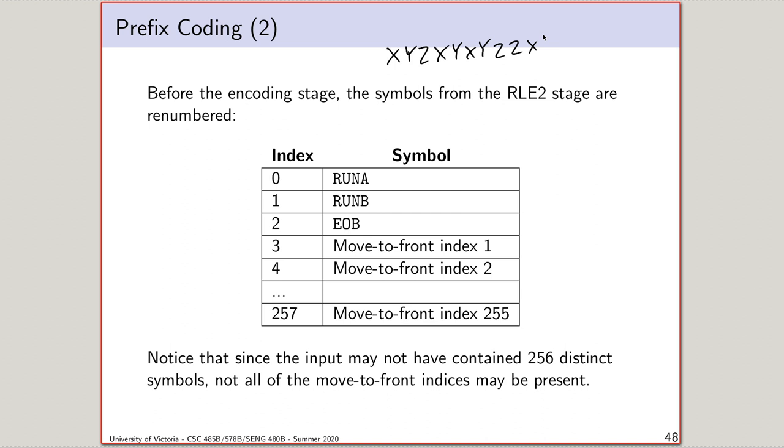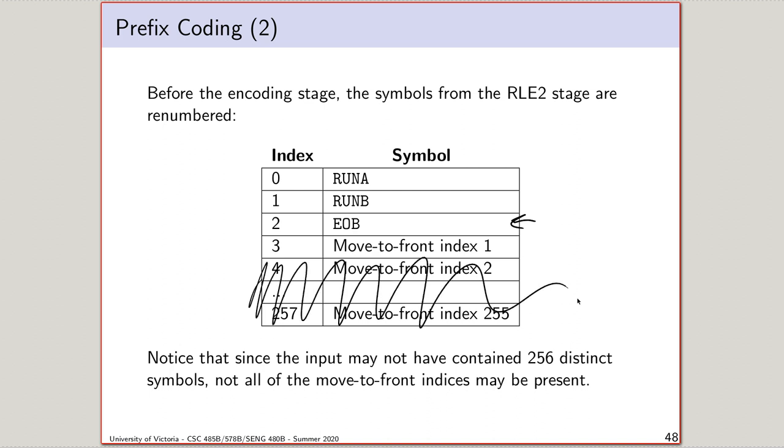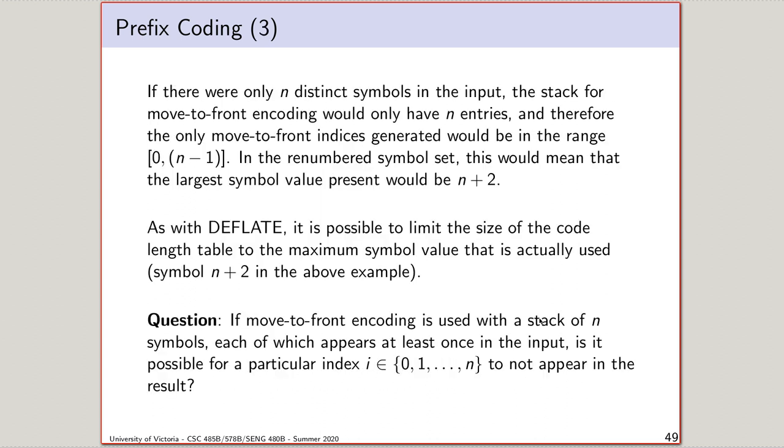Z, Z, X or something, if it only contains three different symbols, then you're only ever going to use the first three move to front indices. Almost all of the move to front indices will never be used. And so if you develop a Huffman code, many of the bottom entries of this table will never actually get an encoding. The reason we reordered them is we can be guaranteed that end of block will always appear. And we want the ability to say, hey, only store the first part of my code length table. So if we reorder it this way, we're increasing the likelihood that I can throw away a number of entries at the end of my code table and just not store them at all.